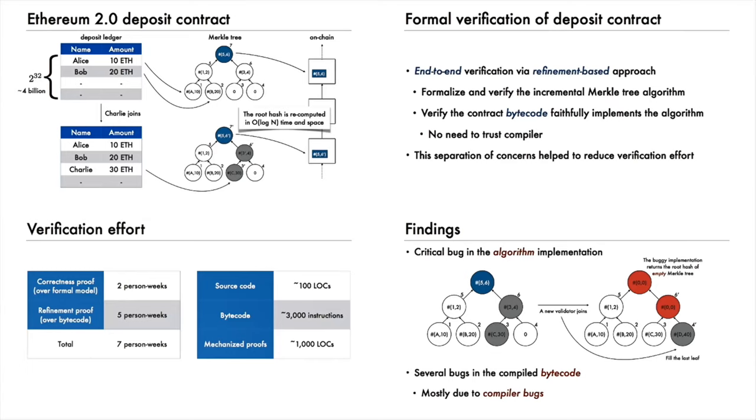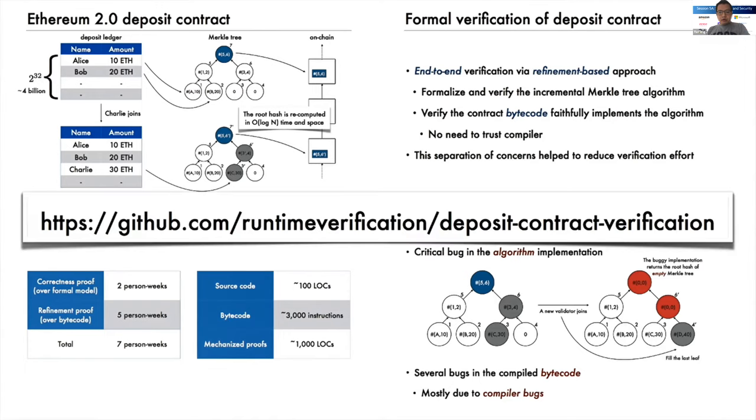To sum up, we formally verified the Ethereum 2.0 deposit contract. We used the refinement-based approach to achieve the end-to-end guarantee with a reasonable amount of effort, and we found several critical bugs in both the algorithm and compiled bytecode. Please check our paper for more details and the GitHub repository for the verification artifact.